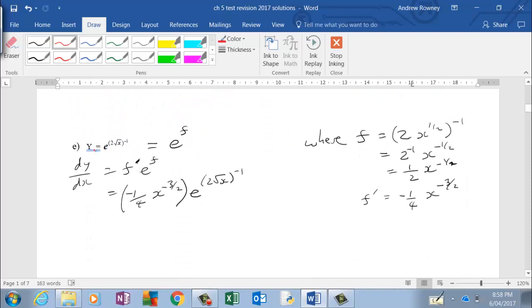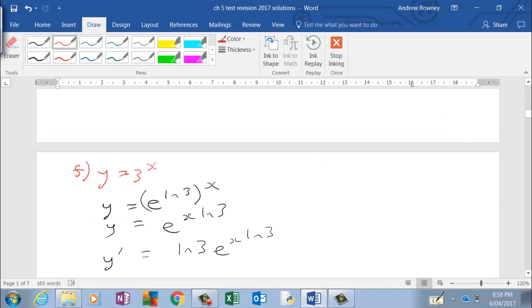This one here, y equals e to the 2 root x. First thing to do is recognize that as the function e to the f. So you could write the function over here and do the derivative. I'm going to put the -1 in to both of these powers, and 2 to the -1 is a half, and then to do the derivative, -half comes out the front, giving -1/4. Plug that back into the derivative over here, f dash e to the f, and that's the answer.